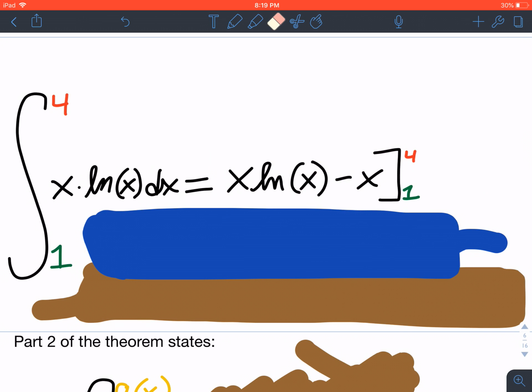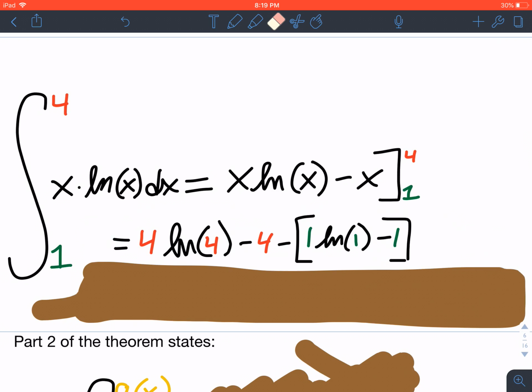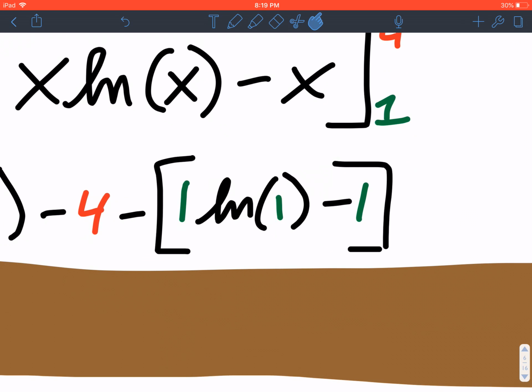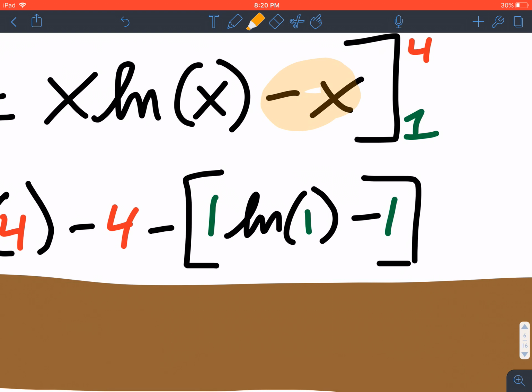Then we expand this into the f of b minus f of a notation. So we have 4 ln 4 minus 4 minus, and you have to be careful about your parentheses in this one because this all is subtracted. So you subtract out the 1 ln 1, but then because you're subtracting out the 1 inside this function here, it adds back into the subtraction.